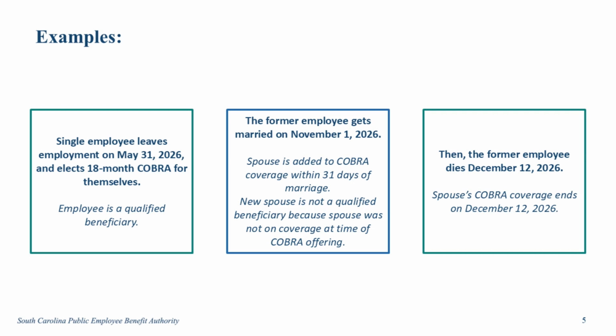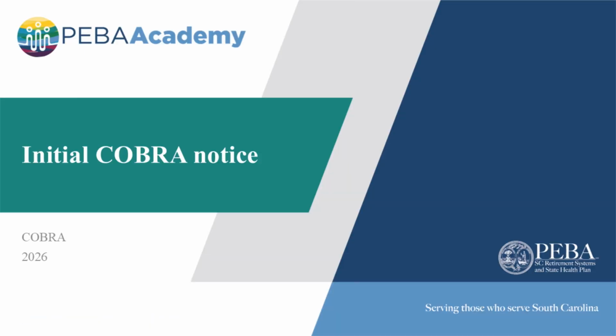Because the spouse is not a qualified beneficiary, their coverage ends December 12, 2026. Let's look at the required initial COBRA notice.